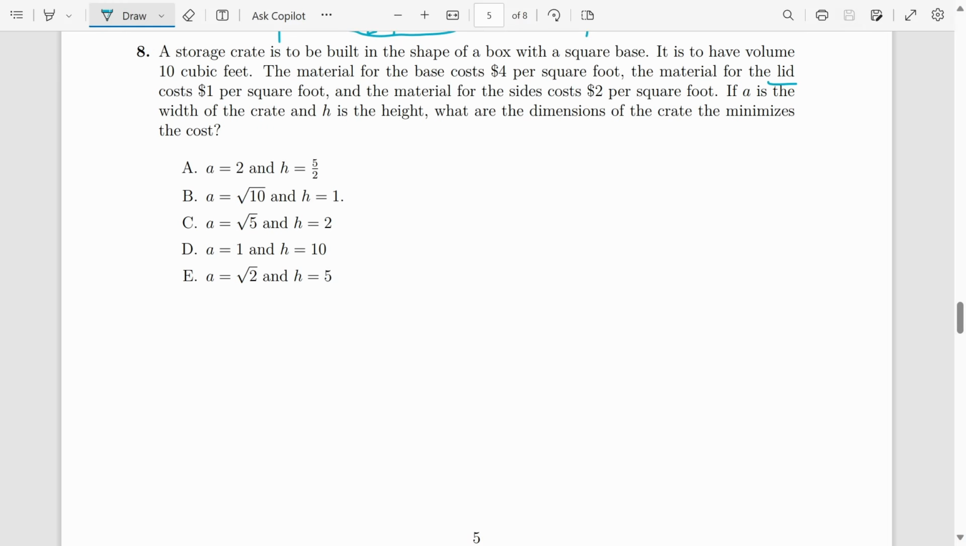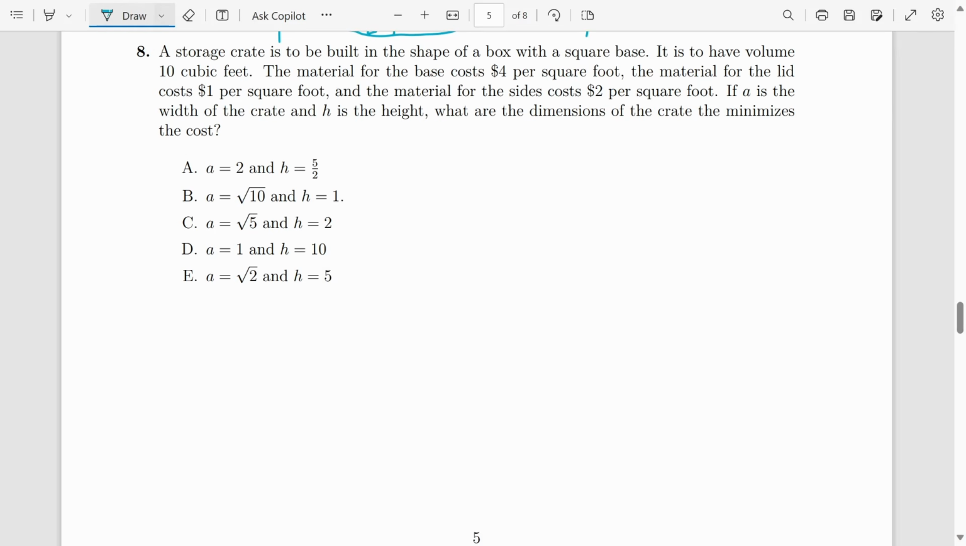Question 8. A storage crate is to be built in the shape of a box with a square base. It is to have a volume of 10 cubic feet. The material for the base of this box costs $4 per square foot. The material for the lid of the box costs $1 per square foot, and the material for the sides of the box costs $2 per square foot. If A is the width of the crate and H is the height, what are the dimensions of the crate that minimizes this total cost to build the crate?